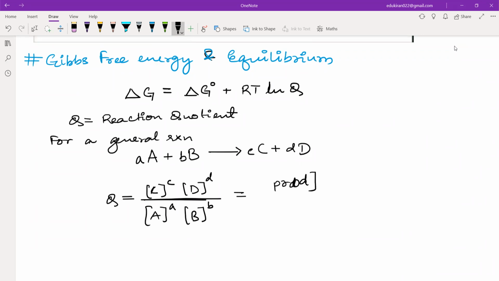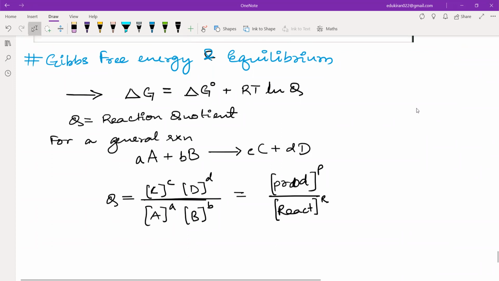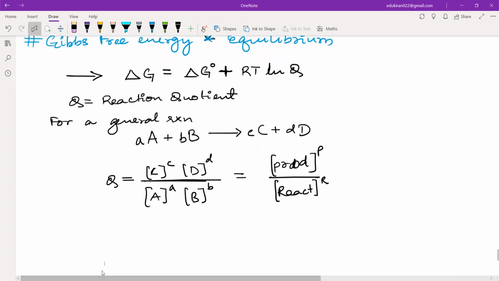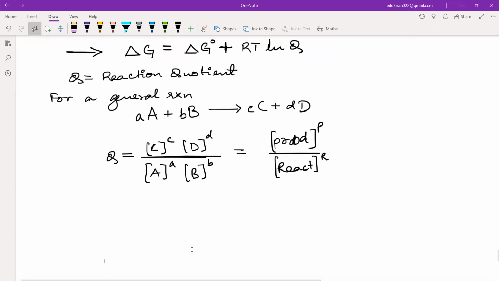So you can say it is the concentration of products to the power of their stoichiometric coefficients upon the concentration of reactants to the power of their stoichiometric coefficients. This is the general thing. If you have delta G, then this is equal to delta G naught plus RT ln Q. Now at equilibrium, things change.